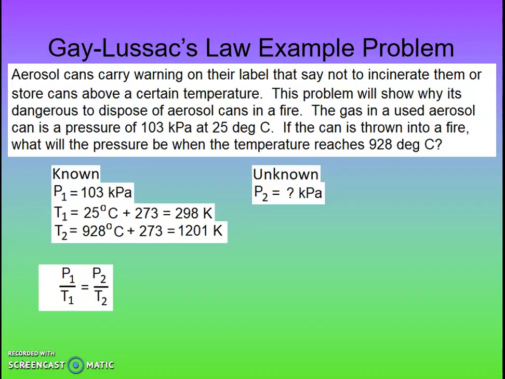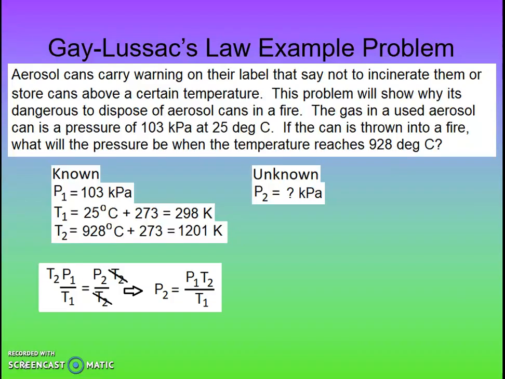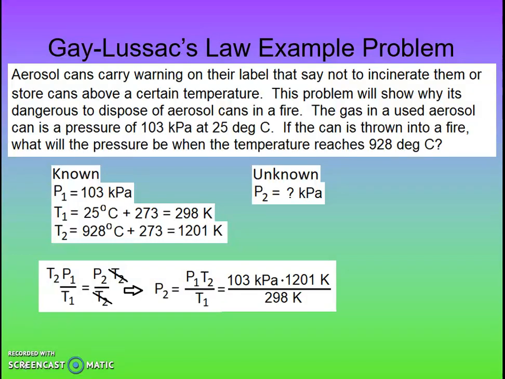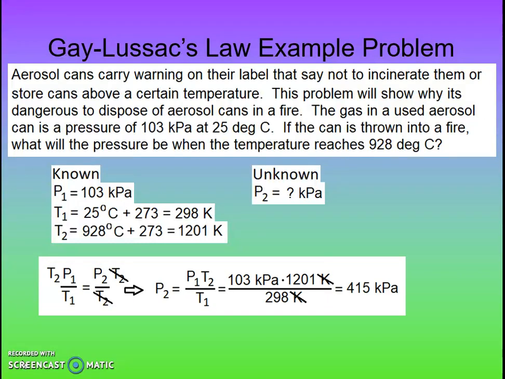So again, the law that relates that is Gay-Lussac's law: P1 over T1 equals P2 over T2. And we're going to solve for P2, so I'm going to multiply both sides by T2 so that I can isolate P2. So T2 reduces out, which gets me P2 all by itself, and I see P2 equals P1 times T2 over T1. Now I can substitute in the values that I have: 103 kPa times 1,201 Kelvin divided by 298 Kelvin. The Kelvins reduce out, and I get an answer of 415 kPa.